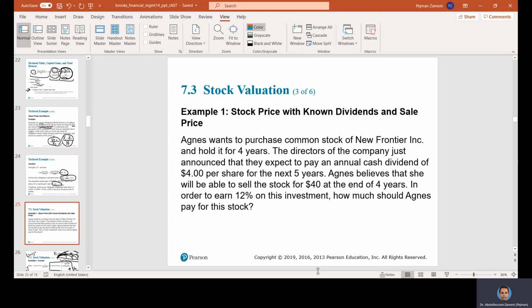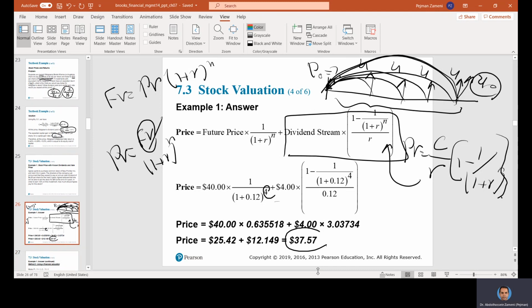First things first, always remember to draw the timeline. See, the dividend that would be received is 4, for how many years? 5 years, and at the end of 4 years, Agnes is going to sell it at $40. Does it look like an annuity? Of course, this is an annuity.